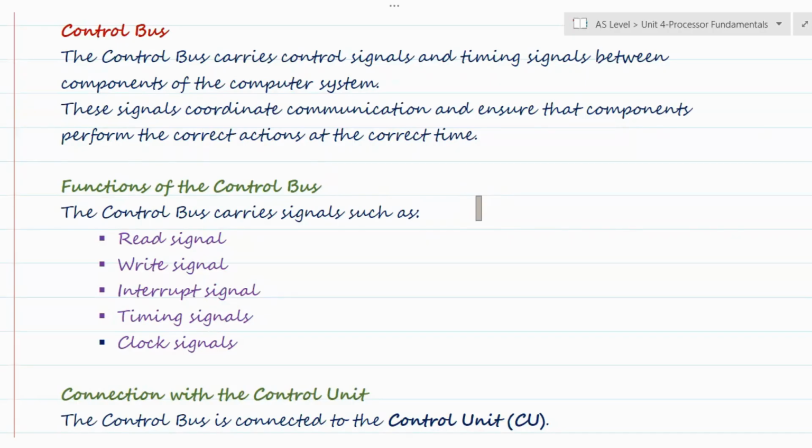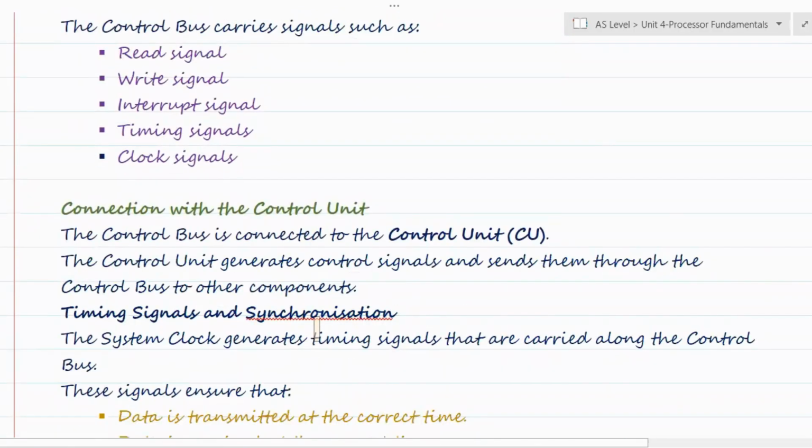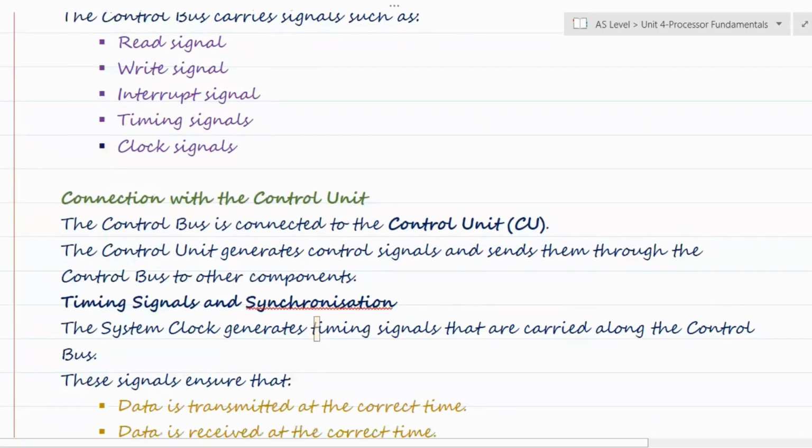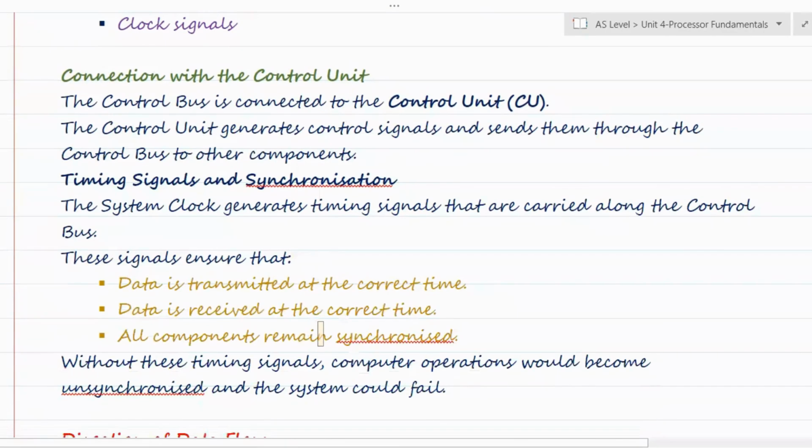So, if we talk about the functions of the control bus, it carries read signals, write signals, interrupt signals, timing signals, clock signals, etc. These signals ensure that every component knows exactly what action to perform and when to perform it. Now, the control bus is connected to the control unit directly.